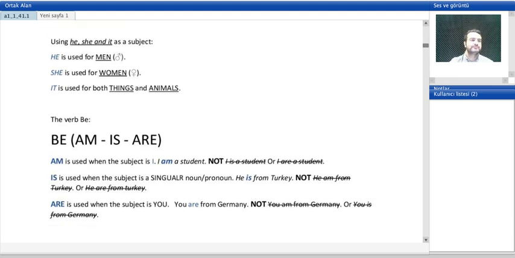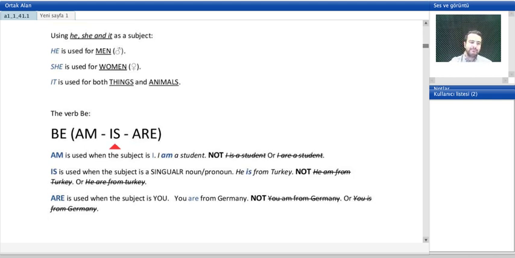So, grammar. Using he, she, and it as a subject. He is used for men, she is used for women, and it is used for both things and animals. The verb be: am, is, and are. So it's not only about am and are. Is is also here. Am is used when the subject is I. I am a student, not I is or I are.